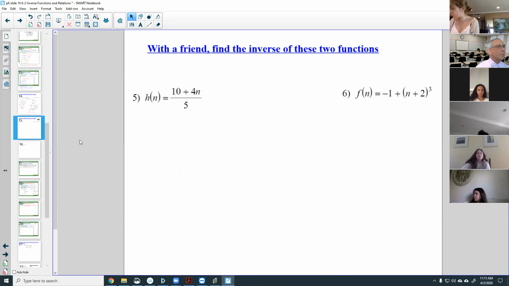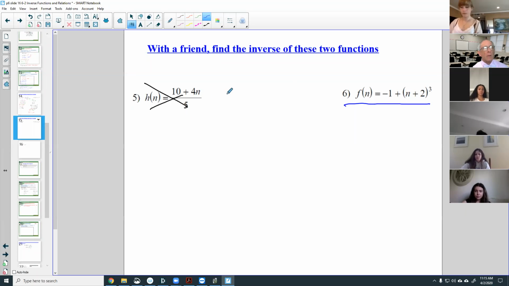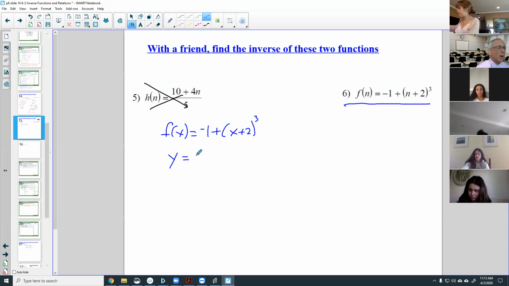Okay, so we did this one. That one's okay. Let's do this one over here. So first I have f of x, I'm changing my n to x, equals -1 plus x plus 2 cubed. And my first step is to change my f of x into a y. So y equals -1 plus x plus 2 cubed. First step to make it an inverse.